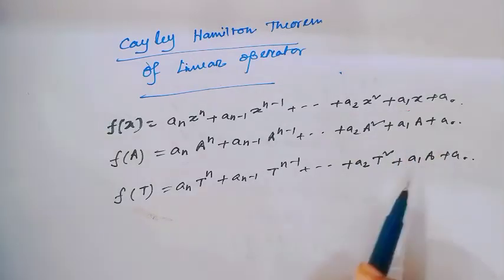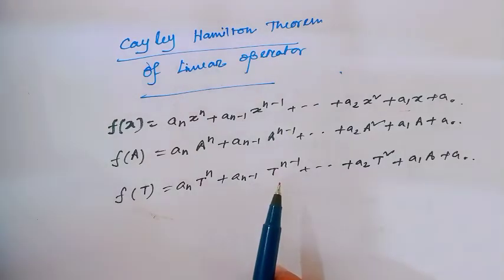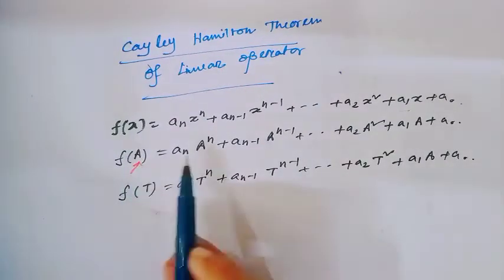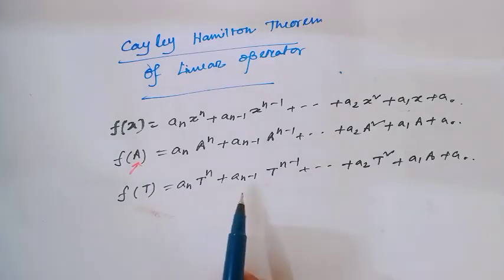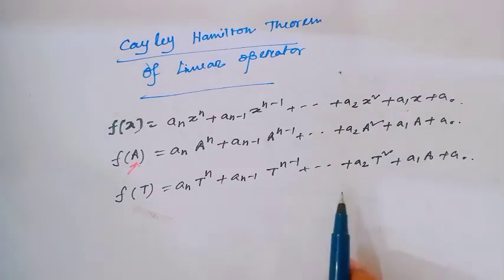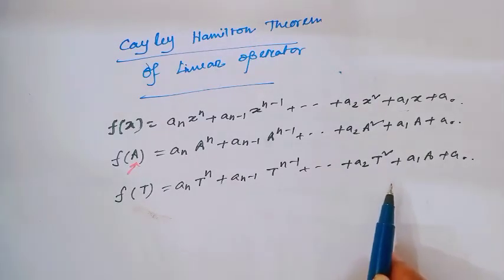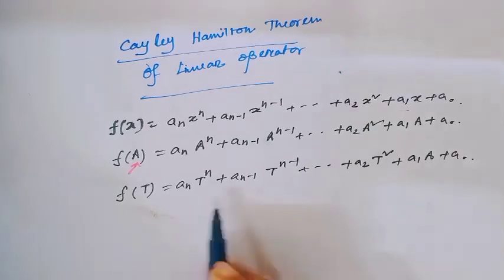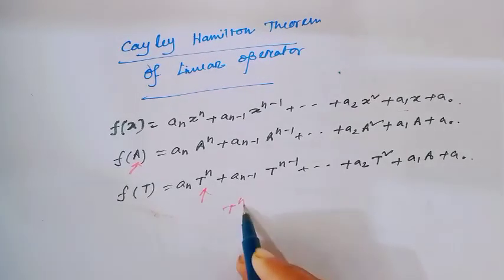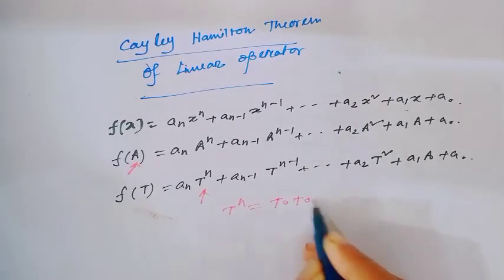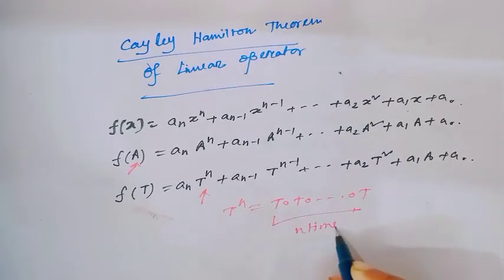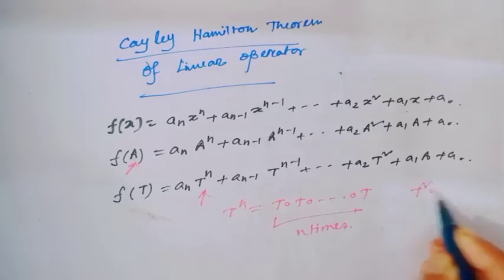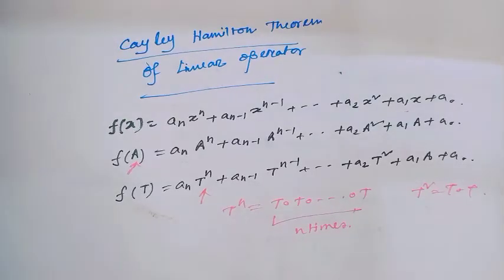But in a linear operator, here A means just a matrix, but for a linear operator f(T) would be a n T to the power n plus a n minus 1 T to the power n minus 1 plus up to a2 T square plus a1 T plus a0, where T to the power n means obviously T composed with itself n times. And T square means obviously T composed with T. Are you getting?